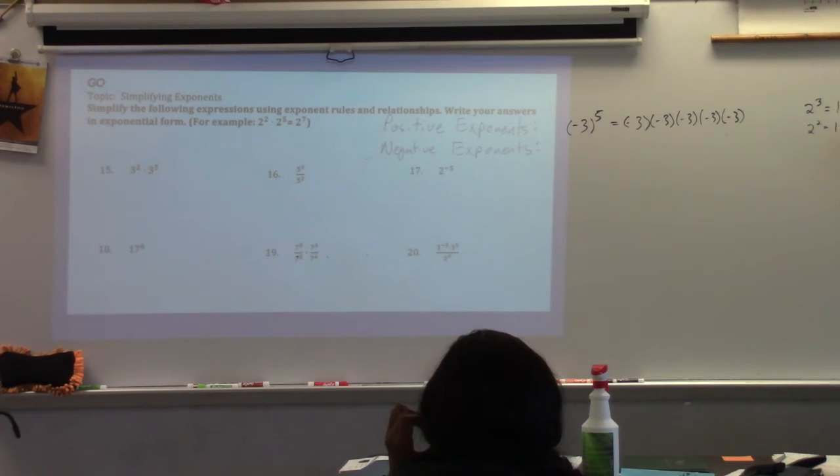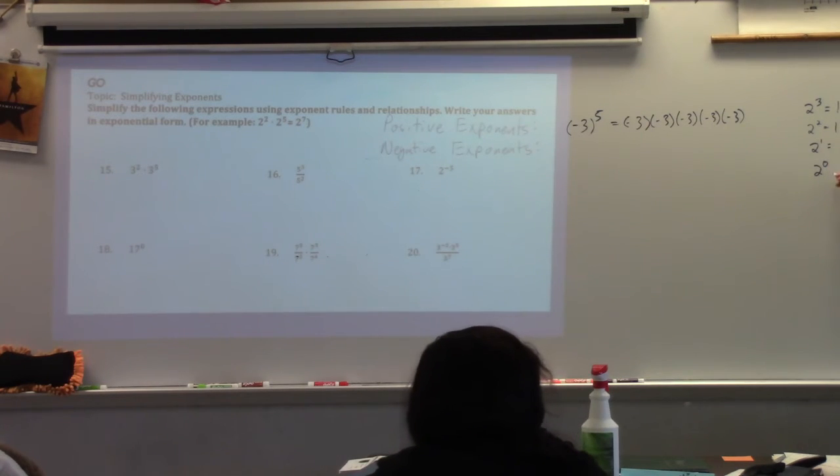2 squared is 1 times 2 times 2. 2 to the first, right? Because we say we're multiplying by 2 one time. Well, what are we multiplying that 1 2 by? By that 1. Okay? And this is really powerful when we move to 2 to the 0.